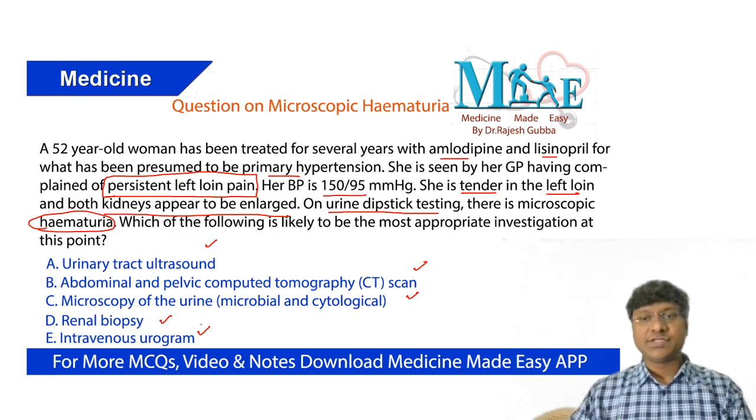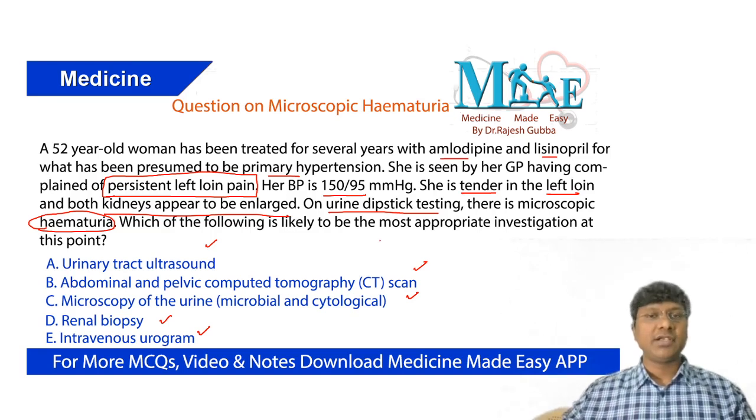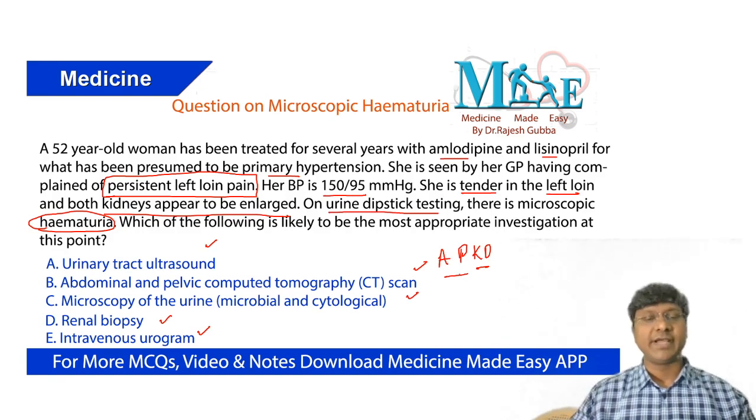Now, the clinical point here is that the individual has persistent left loin pain, and on palpation both the kidneys are palpable or enlarged. So you have to think of what the underlying clinical scenario causing this condition is. Left loin pain, and both the kidneys being enlarged. So a very important differential diagnosis that has to come to your mind is polycystic kidney disease, right? And that too in a 52-year-old woman. So adult polycystic kidney disease has to come to your mind.